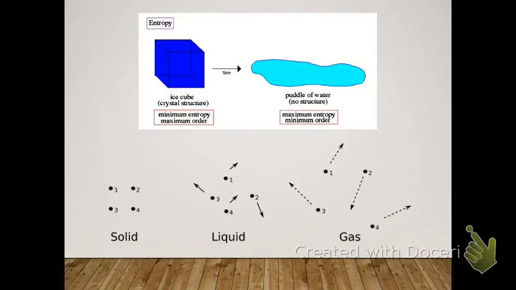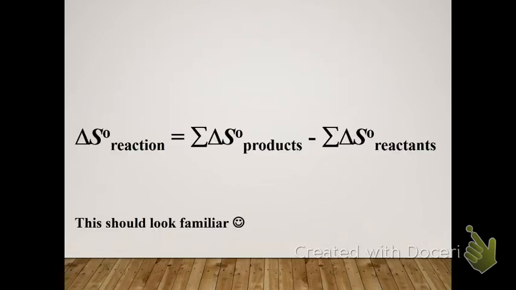So here's an example. An ice cube has less entropy. There's your visual worth 1,000 words. Guess what that looks like? That should look familiar. I can do the same thing with entropy that I can do with enthalpy, products minus reactants. So that's not hard.